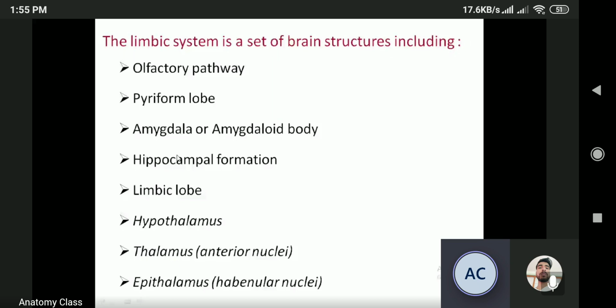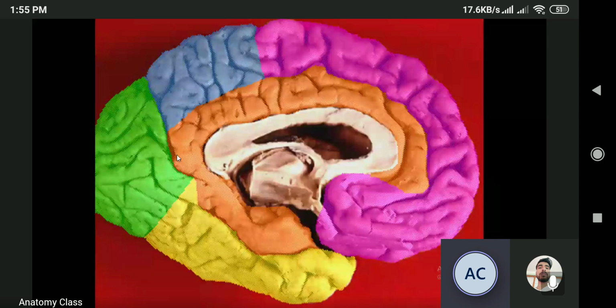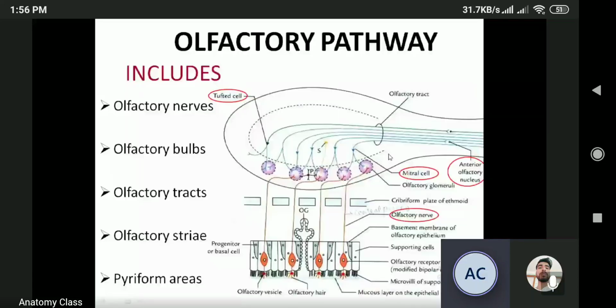Here is the diagram to show the ring forming the limbic system within the medial aspect of the cerebral hemisphere. This comprises the limbic system. Now to begin with the olfactory pathway or olfactory system.